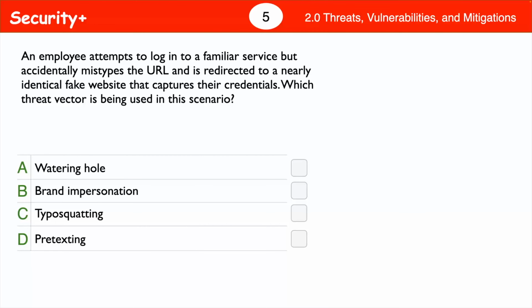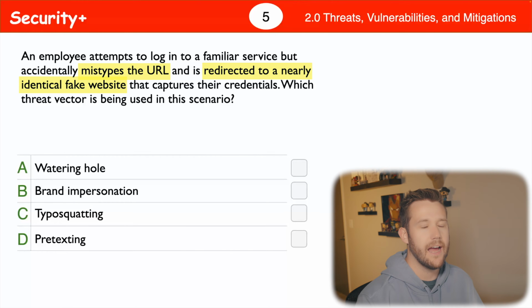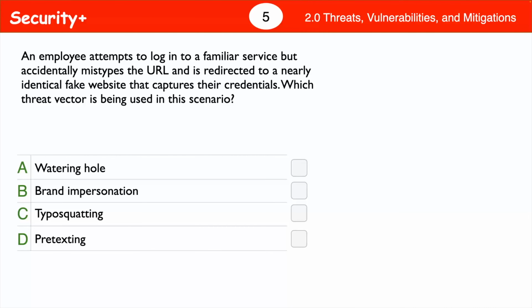Okay, so the key phrases here are mistypes the URL, and I would also say redirected to a nearly identical fake website. Now, these details point towards a domain manipulation tactic that relies on user error to redirect them to the malicious site. So let's go ahead and do the process of elimination. And right away, we can start with eliminating a watering hole. A watering hole involves compromising a legitimate site users already trust, so not mistyping a URL.